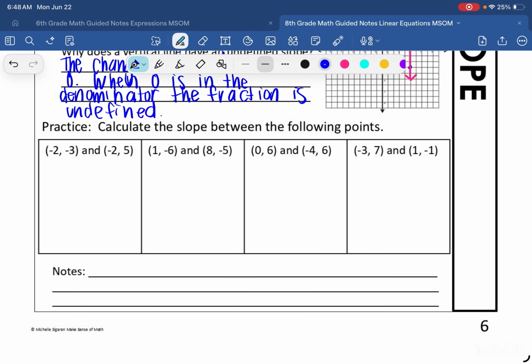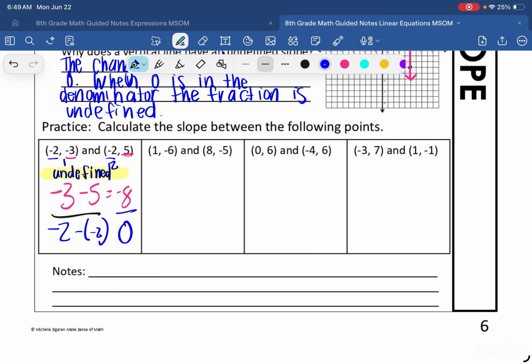Calculate the slope between the following points. Again, I'm just going to mark 1, 2. My change in y, so -3 minus 5, and that's a -8 over -2 minus -2. -2 minus a -2 is 0. So -8 divided by 0 means my slope is undefined.